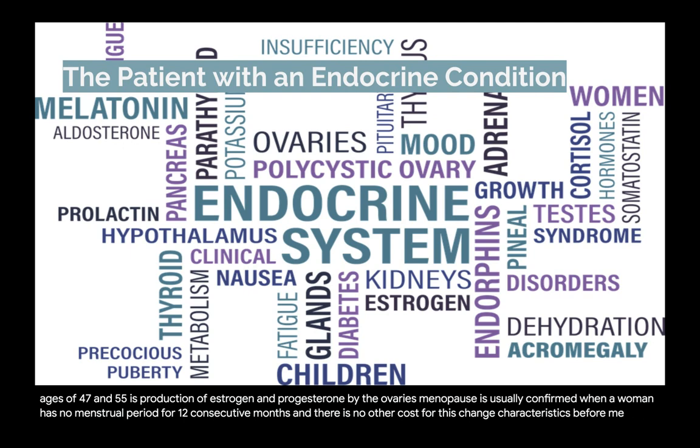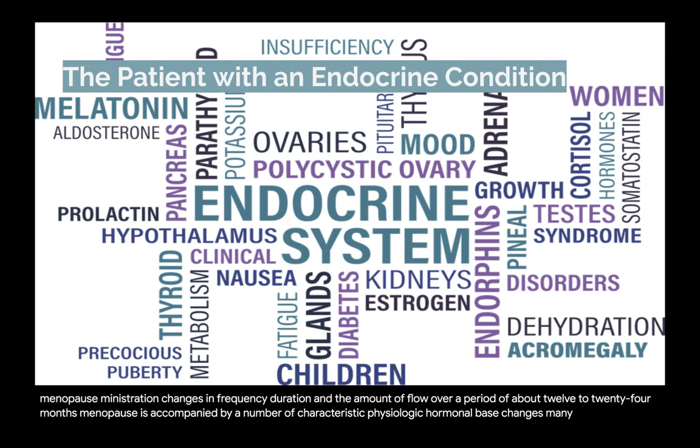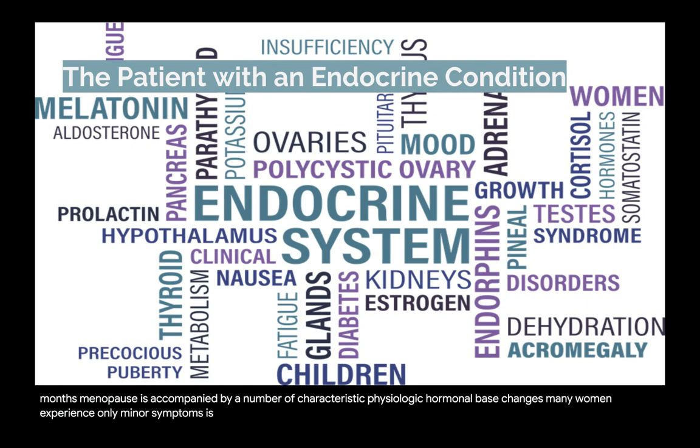Characteristics. Before menopause, menstruation changes in frequency, duration, and the amount of flow over a period of about 12 to 24 months. Menopause is accompanied by a number of characteristic physiologic hormonal-based changes. Many women experience only minor symptoms. A small percent have increased symptoms during menopause.